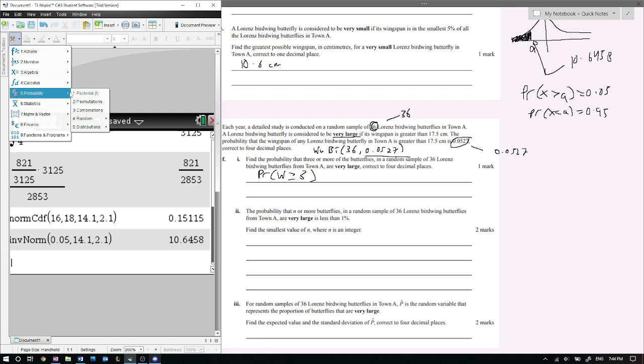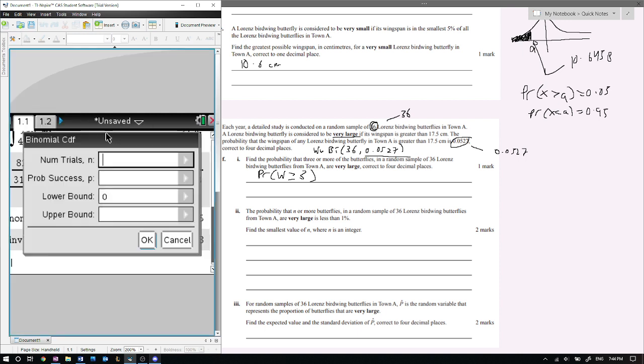So menu 5, binomial CDF, number of trials 36, probability of success 0.0527. And make sure, because on the CAS calculator, when you're entering the lower and upper bound, it is inclusive. So say it was the probability of W greater than 3, not including 3, then you would have to enter the lower bound as 4, because in the calculator, if you enter 3, it will include 3, and then your answer will be wrong. But in this question, it's including 3, so we can just enter 3.